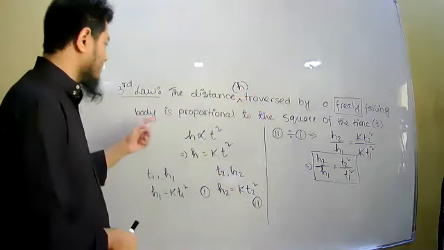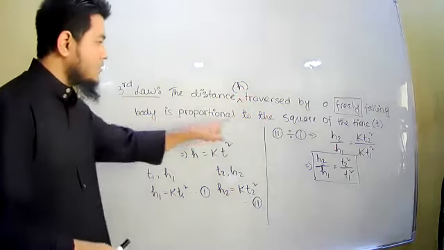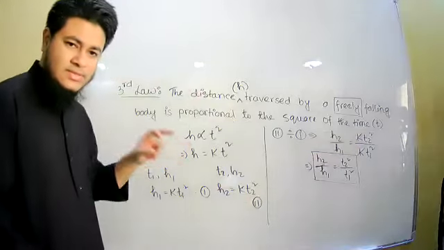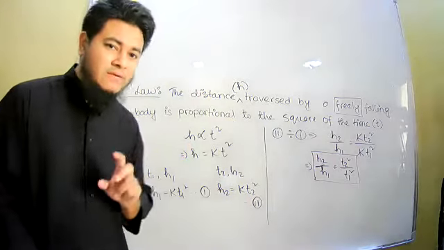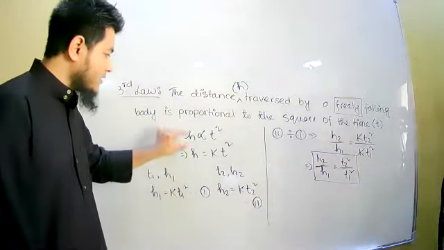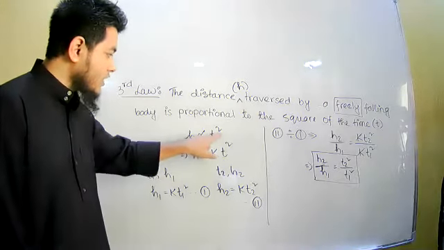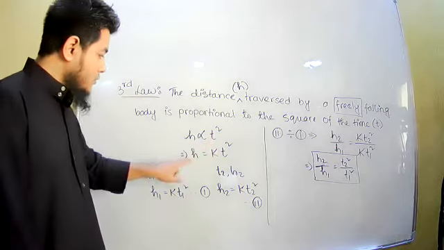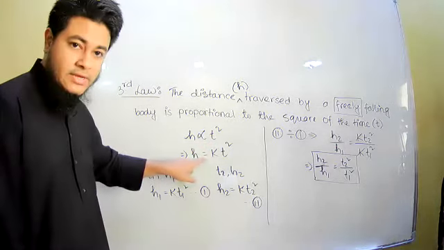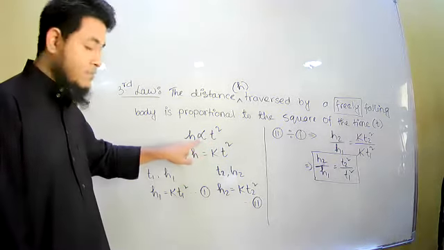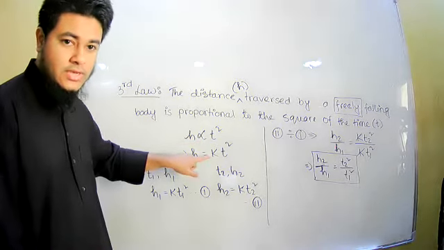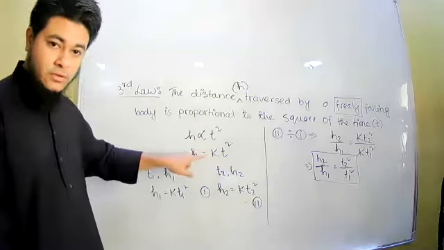So it is directly proportional to the square of the time. The height, this is not actually height, this is distance covered. This distance covered is directly proportional to the square of the time taken. So if I want to put an equal sign instead of this proportional sign, then I need to introduce a constant of proportionality, as I already mentioned in the previous law.